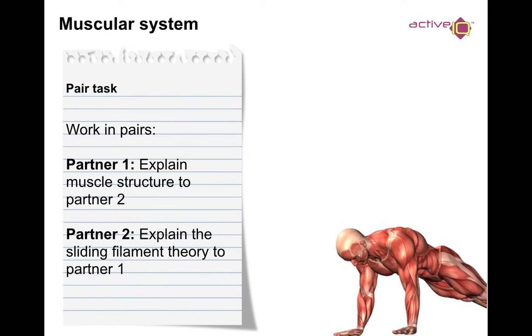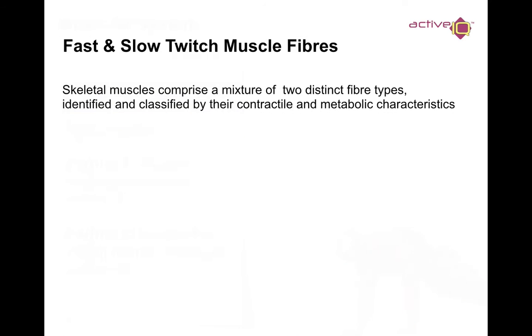If you want to carry on doing these paired tasks, if you are with somebody, partner 1 explain the muscle structure to partner 2, and partner 2 can explain the sliding filament theory to partner 1. Once you've done that, each partner can assess the other person. So you might have partner 2 with the slides in front of them for the structure of the muscles, and then partner 2 can feedback on how well they've done on that section.